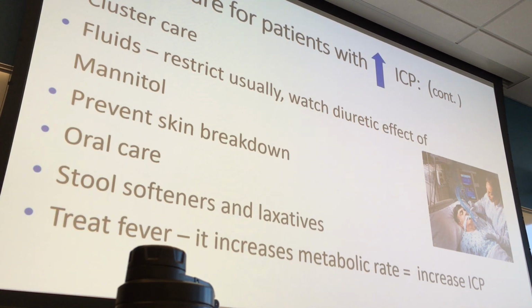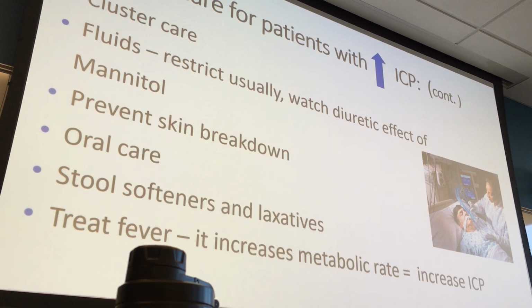Fluids, usually we're restricting them, and you also want to watch the diuretic effect of it. But I'm going to point out mannitol. Mannitol is what you typically will see as a diuretic if you have a patient that has increased intracranial pressure, okay? I don't want to get into the details of it, because I spoke with Jameson, and she said don't go too far into mannitol. Just know that mannitol is like a bag of fluid, okay? You'll see it on the floor. It can be mixed in fluid, it can be an individual vial, but essentially it is a diuretic, okay? So that's what they use when you have increased intracranial pressure.